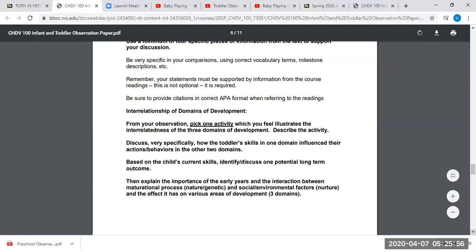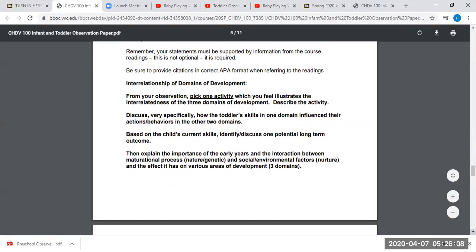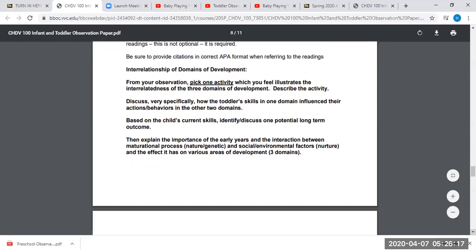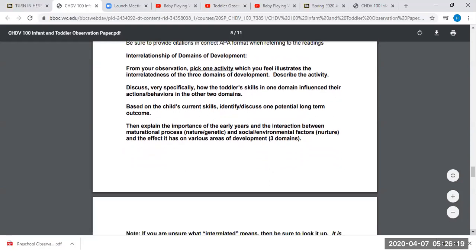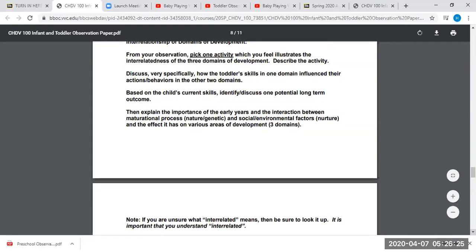Most of you probably have not taken curriculum yet, so don't worry, I'm not going to be super detailed on it. But I want you to get your brain thinking about some different activities that you can do to help the child in these areas of development. So with that, you're going to specifically talk about the toddler skills of each developmental domain and what type of behaviors you're going to be helping with. You want to talk about the child's current skills, and then you want to talk about potential long-term outcomes of those activities and that child.